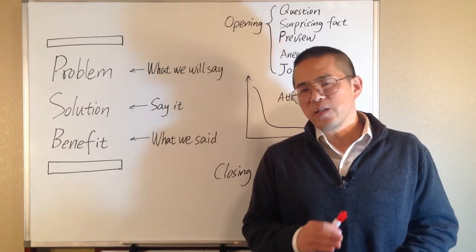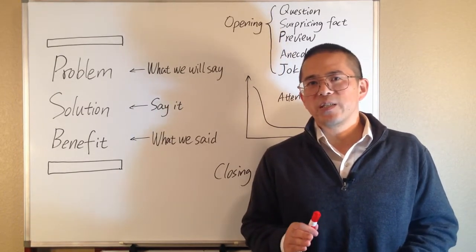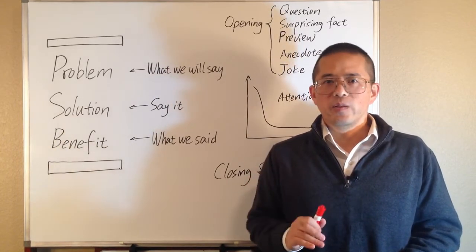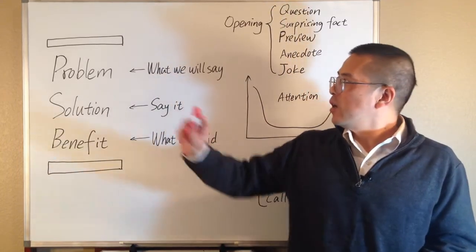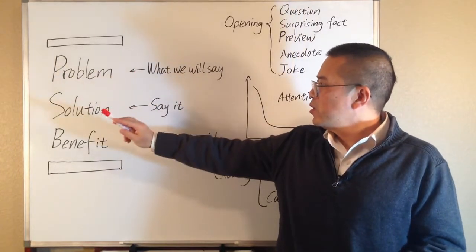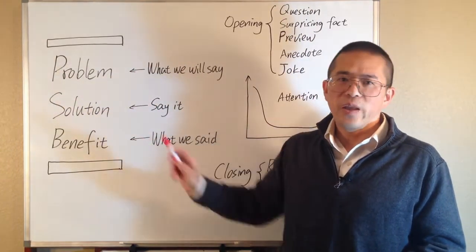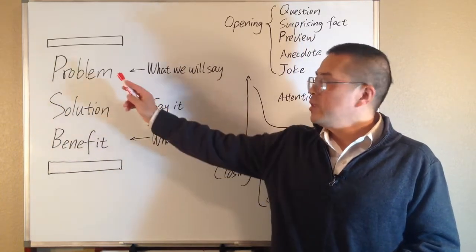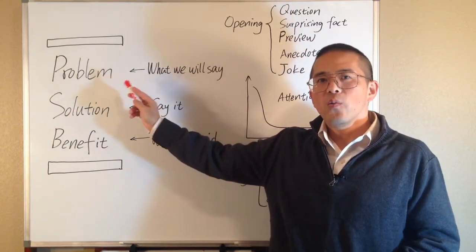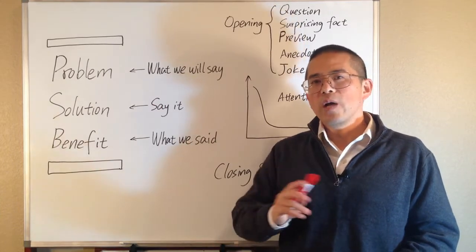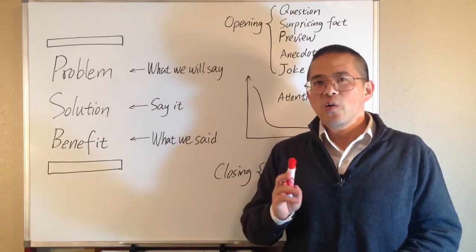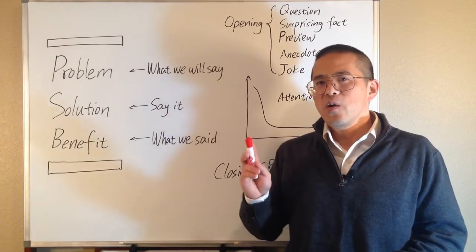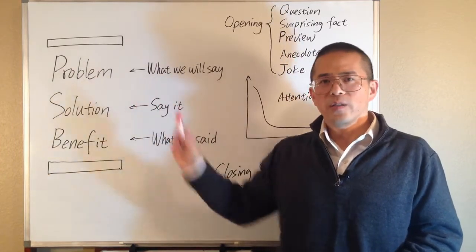A very effective structure for typical research presentation includes 3 elements or 3 parts. They are problem, solution, and benefit. We want to start by explaining the problem. What is the problem? Why we should care? Why we want to talk about it today? The key message is why it is important.